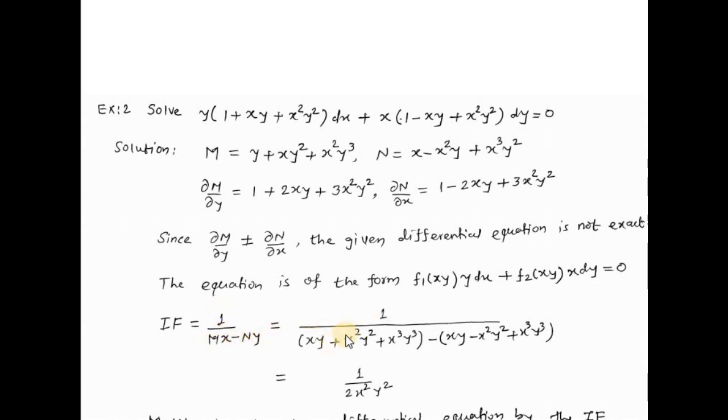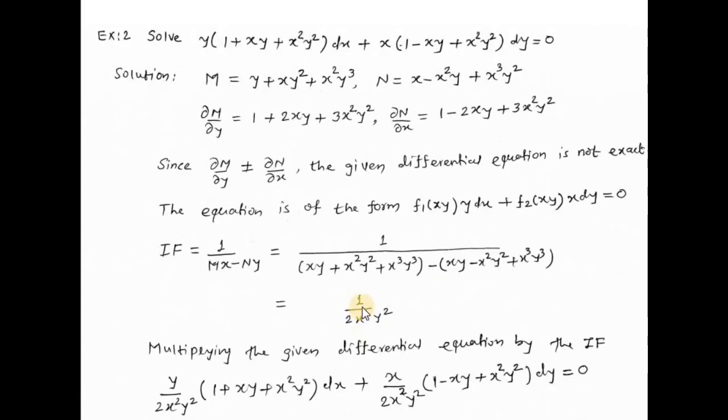So it will be 1 divided by (xy + x²y² + x³y³) minus, in bracket, (xy − x²y² + x³y³). If we simplify it, then xy cancels out, then x³y³ cancels out, and this will be doubled. So 1/(2x²y²). Now we have to multiply the given differential equation by the integrating factor.